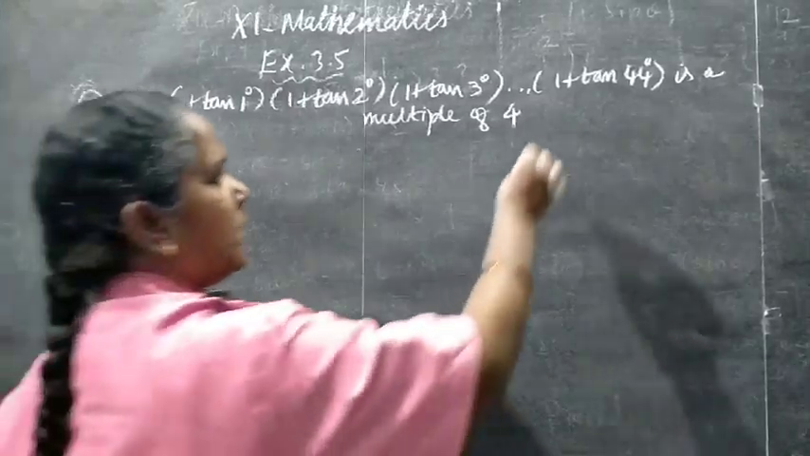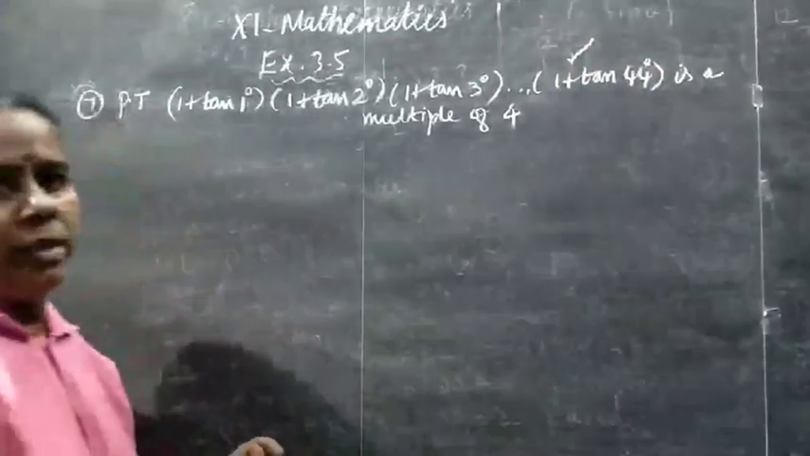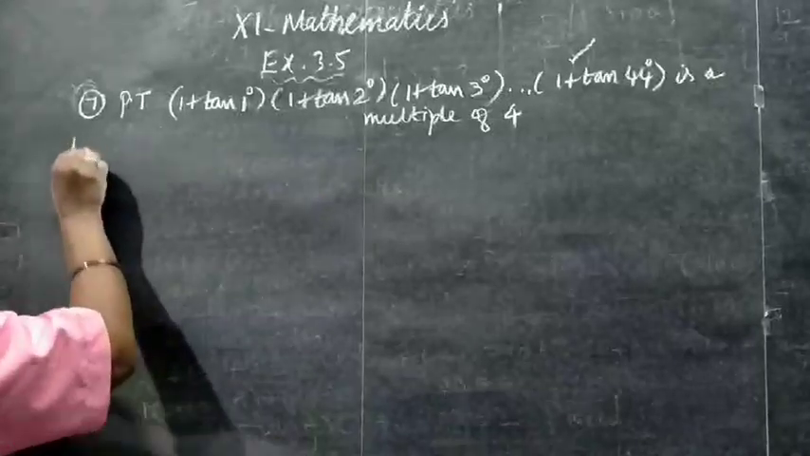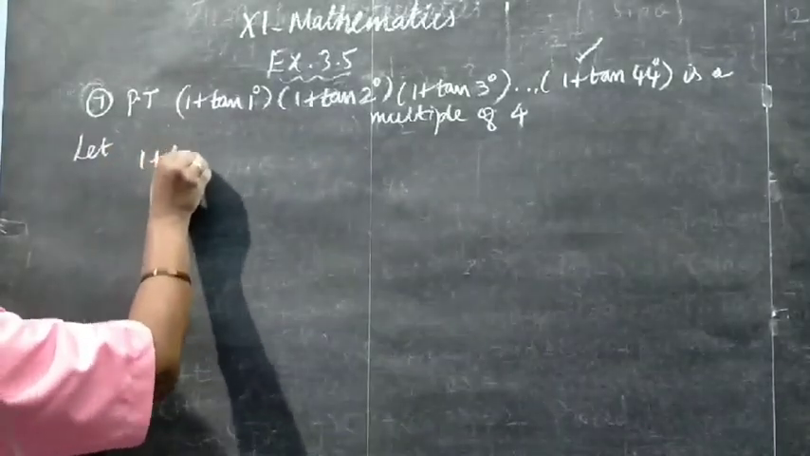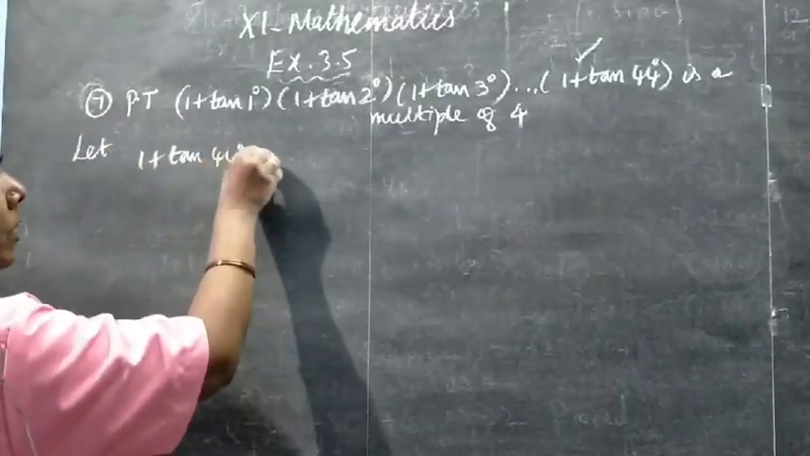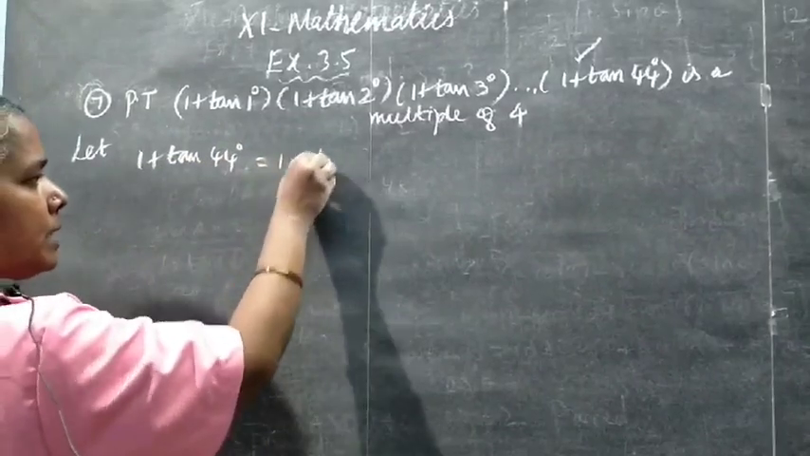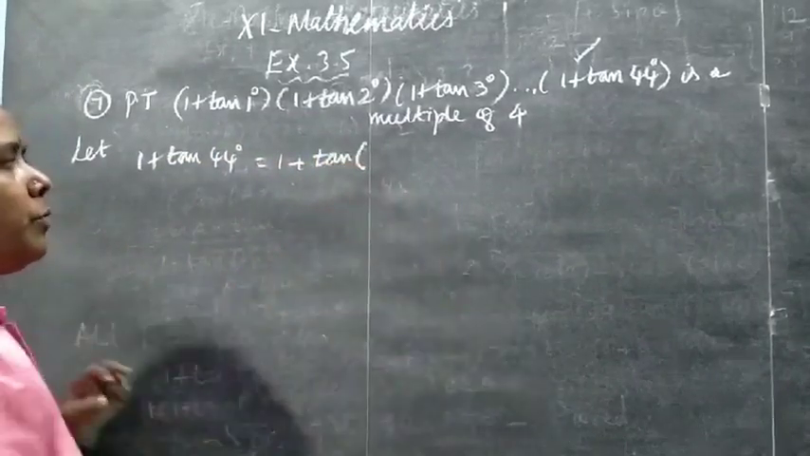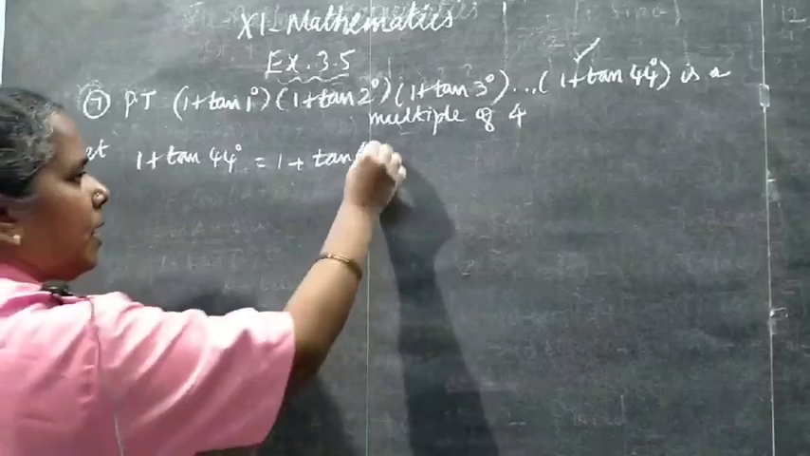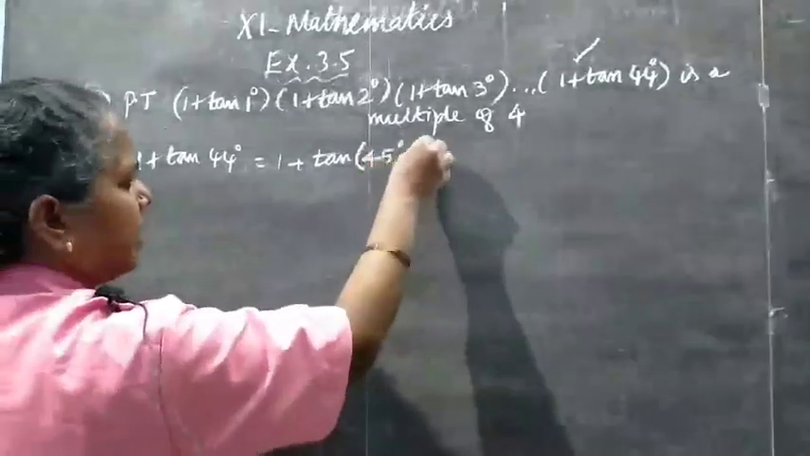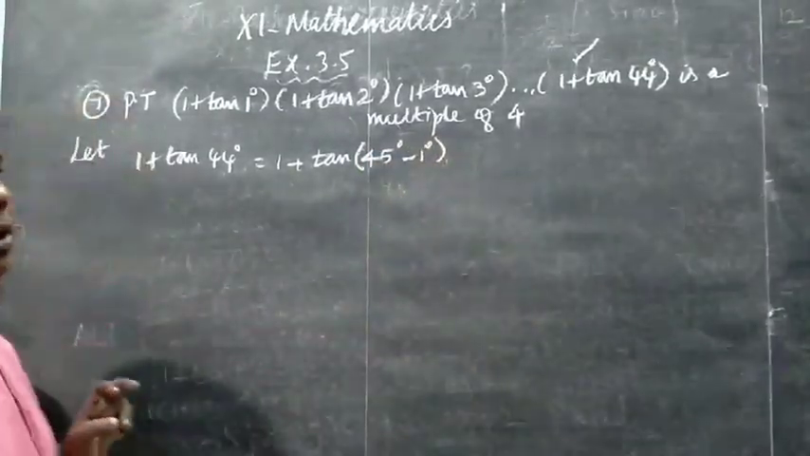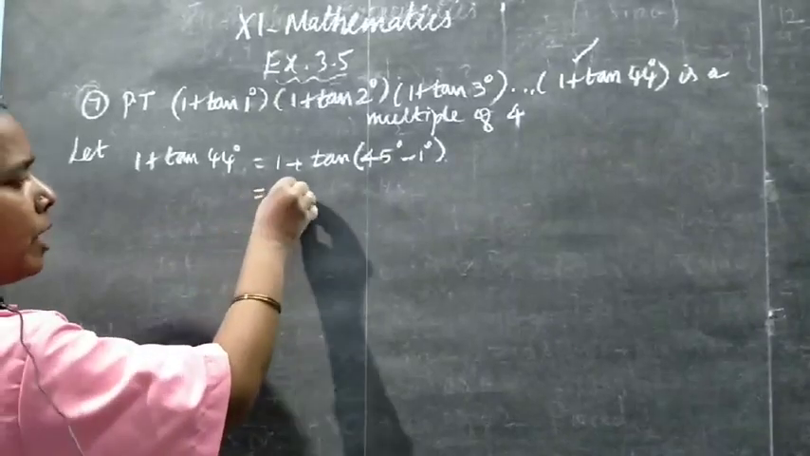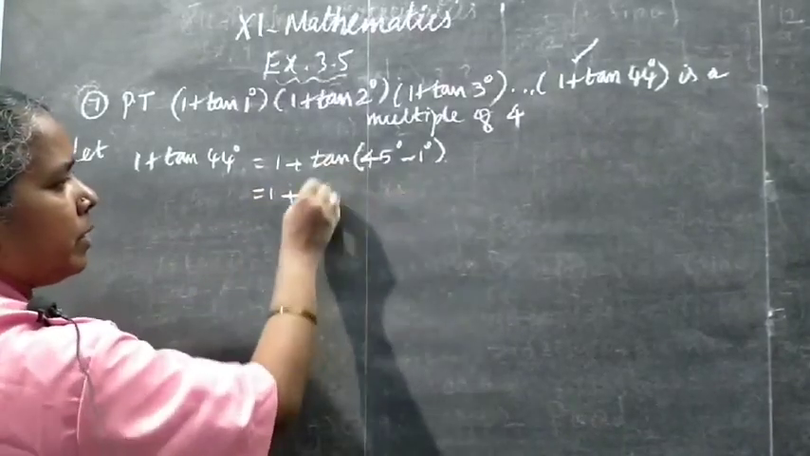By taking the last term, children. I am going to take the last term. Let me take 1 + tan 44°. Here 1 plus will remain as it is. Tan 44° I am going to adjust as 45° minus 1°. Now let me apply the formula tan(A - B).